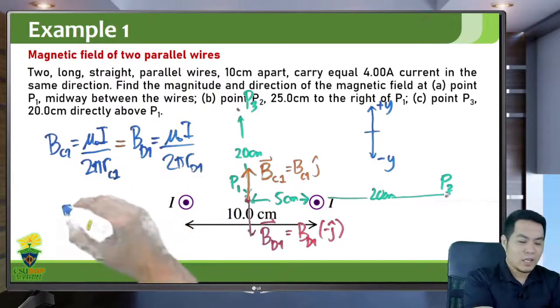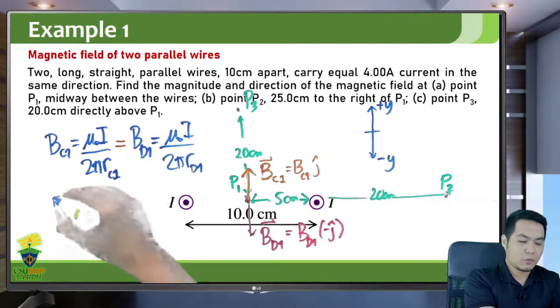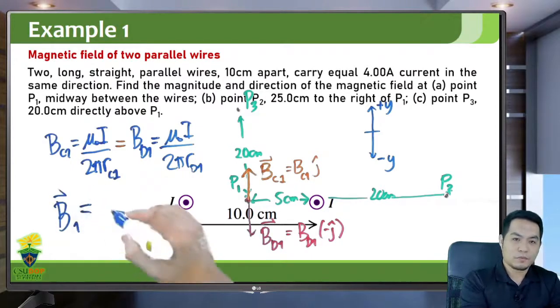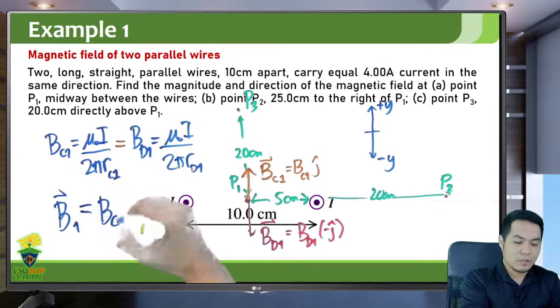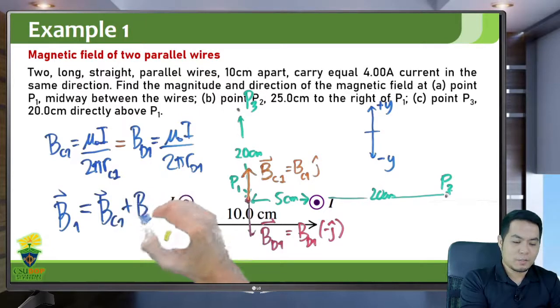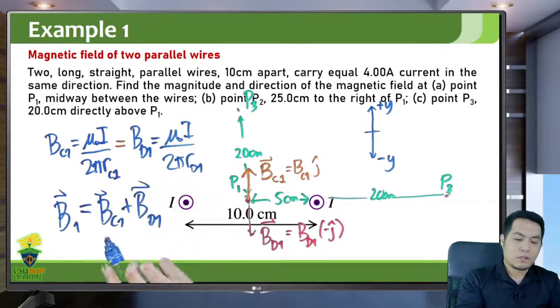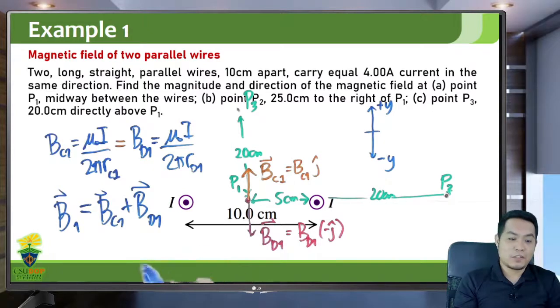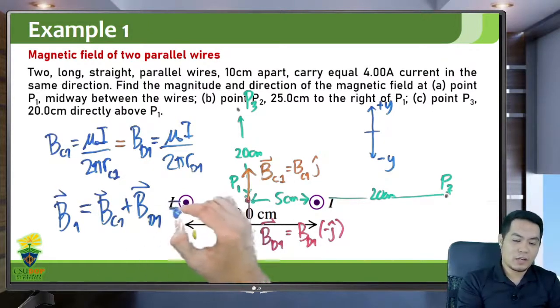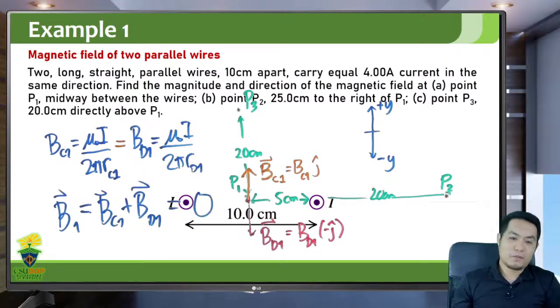So if you want to solve for the magnetic field at point 1, it is just BC1 plus BD1, but these two have the same magnitude but opposite direction. So they will cancel each other out and you will get a value of 0. So for letter A, the answer is 0.